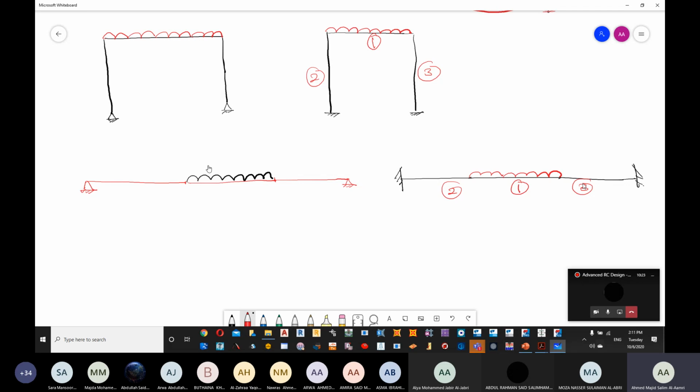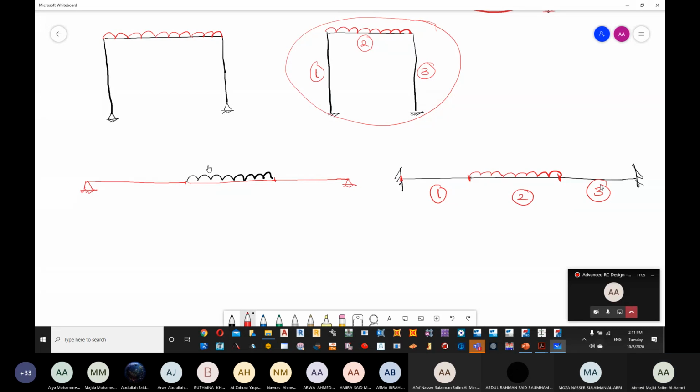Mister, can you repeat it once again, please? Which one? The second one. You mean this one? Yes, Mister. So if you see, we have 3 elements. This is element number 1. This is element number 2. This is element number 3. So instead of drawing it to be 2D, I just draw it to be linear. Okay, so this is element number 1, this is element number 2, and this is element number 3. Are we clear?